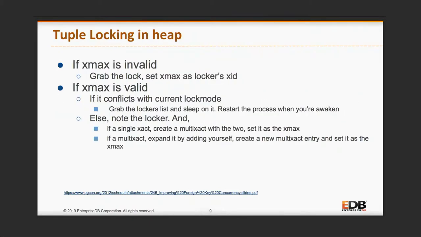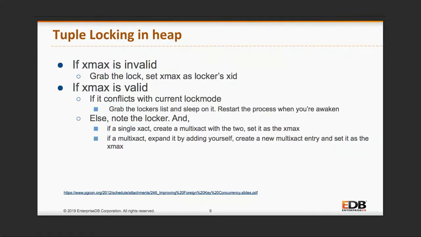Whenever the xmax is invalid, you can just grab the lock on the tuple and set the xmax as your own transaction. But if it is valid, then you have to grab the lockers list. If there is more than one locker, you have to go to pg_multixact, collect all the lockers, and wait on them if the lock mode conflicts. Once all those conflicting transactions get committed, you have to start the process again.